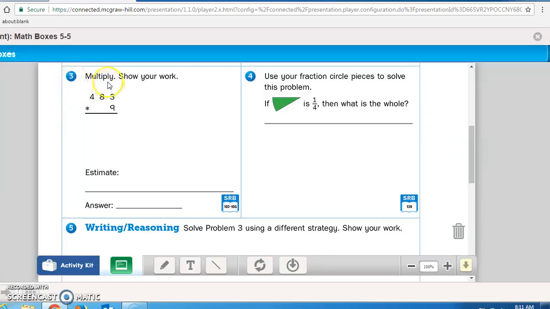Math Box 3 asks you to multiply, show your work. So use the traditional method or partition boxes, estimate it, and then find the real answer. 4 asks you to use fraction circle pieces to solve the problem. And finally 5 says to solve problem 3 using a different strategy. The final thing you're going to do for this lesson is Math Masters page 202. When you finish that, bring it up to me and you are done with this lesson.